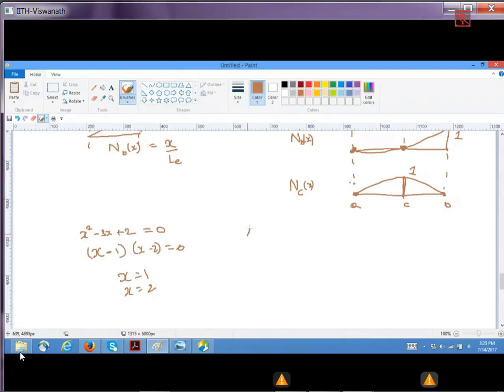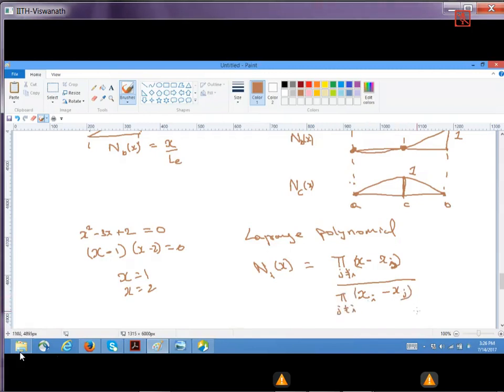So then I can define my Lagrange polynomial as Ni of x equals the product of x minus xj, where j is not equal to i. Now this will not give you a unit value, so I will divide it by xi minus xj. If I put j equals i, it will give me a 0 by 0 form, which I don't want.